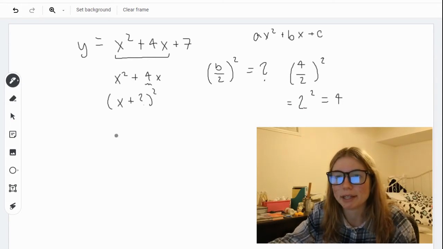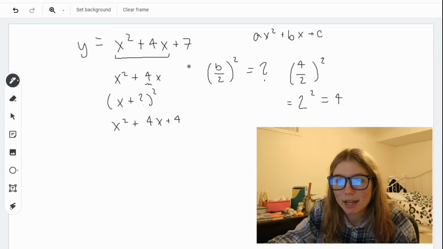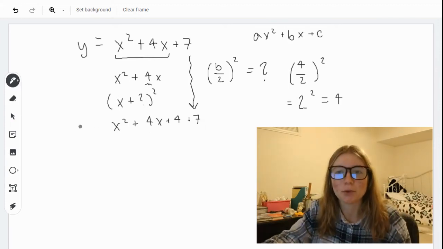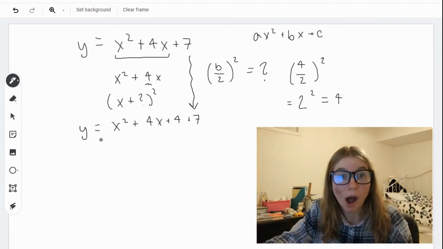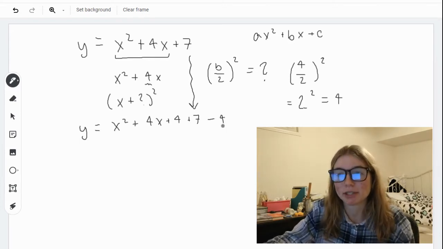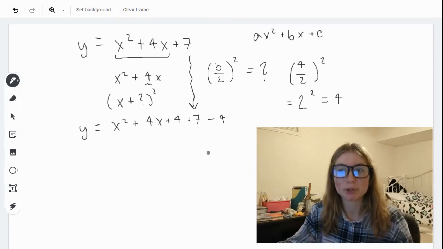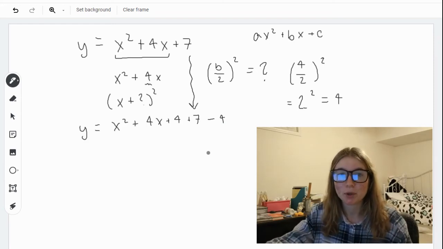So if we want to go back here and we want to complete the square, we can say x squared plus 4x plus 4. And let's make sure to carry down that 7 as well, plus 7. But you can't just add 4 to the equation and have it still equal y. So since we added 4, we're just going to go ahead and subtract 4, because 4 minus 4 equals 0. So if we add 4 and subtract 4, we're not actually changing the equation at all.